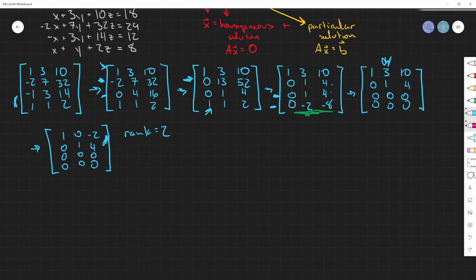So we're going to start off with the same thing, just going to rewrite everything. Now do a different color. I don't know what to do. Let's try this one. So we're gonna start all over, unfortunately. 1, -2, -1, 1, 3, 7, 3, 1, 10, 32, 14, 2. And this is 18, 29, 12, 8.